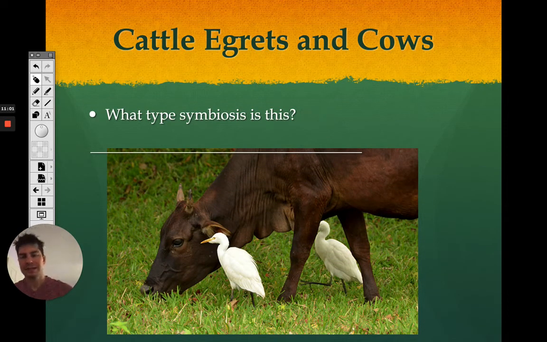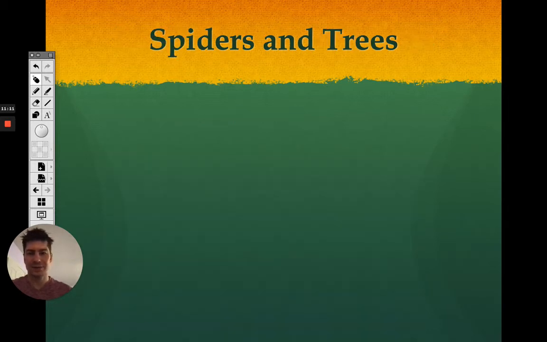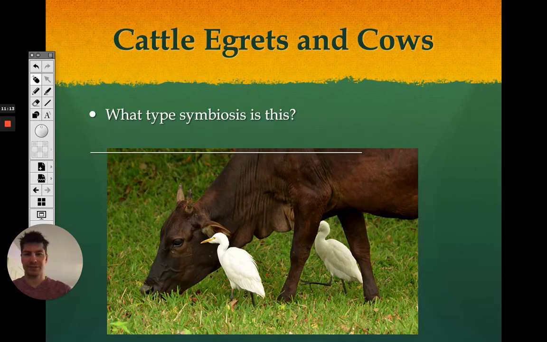So here is an example of these birds that live by cattle, and they are always around the cattle. So what they'll do, guys, is they will eat all the insects on that cattle, and in turn they get a snack and the cow stays clean. So this one would be our mutualism.